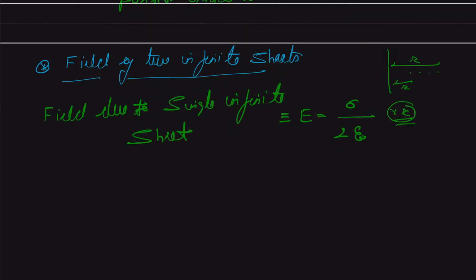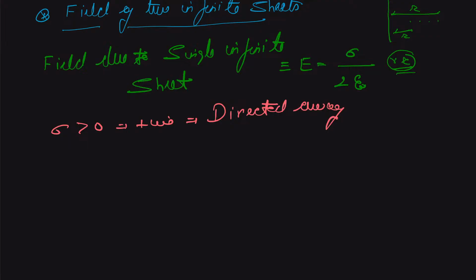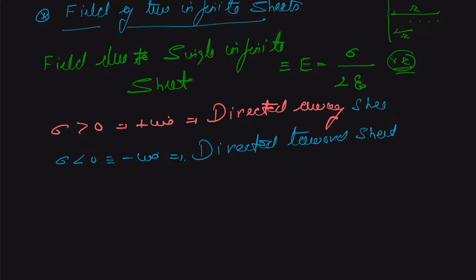Okay. And we also know that depending upon the charge density, if the charge density is greater than 0, which is basically positive, then the electric field is directed away from the sheet. And if the charge density is less than 0, which is negative, then it is directed toward the sheet. And in case of the two parallel sheets, we are just going to use the superposition principle.